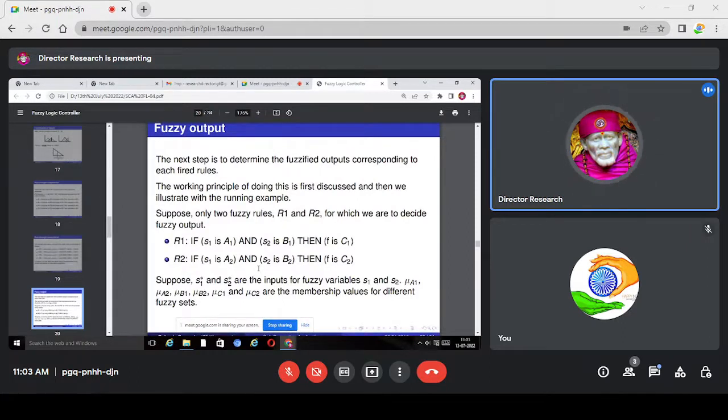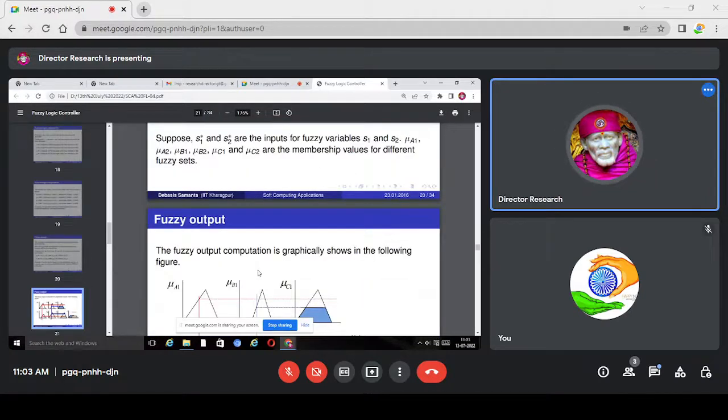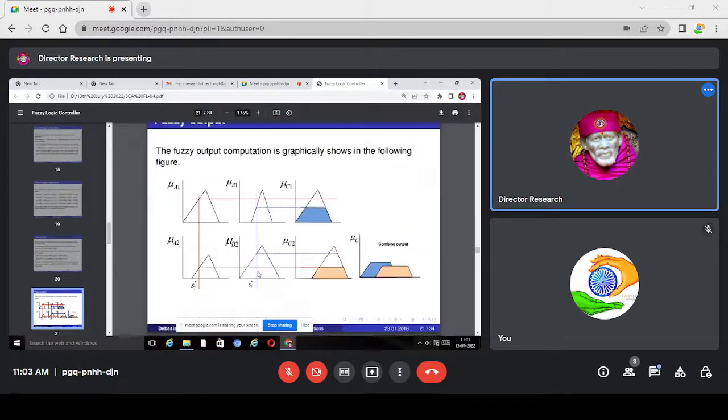The next step is to implement the fuzzified outputs corresponding to each fired rule. The working principle of doing this is first discussed, and then we illustrate with running examples. Suppose there are only two fuzzy rules, R1 and R2, for which we have to decide the fuzzy output. For rule R2, the fuzzy variables are S1, S2. This is the fuzzy output.